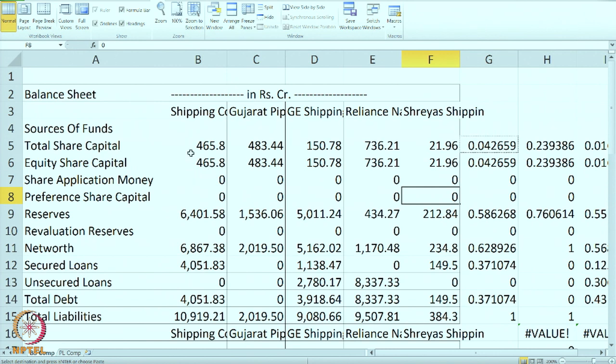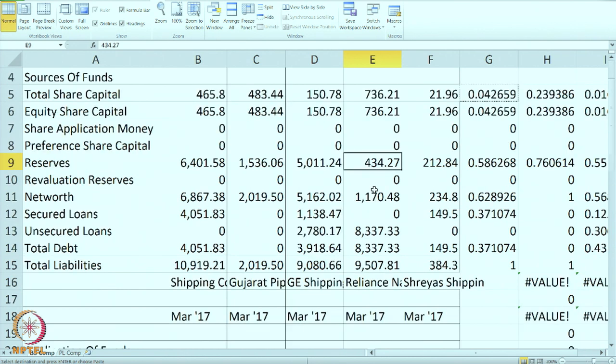So, you can see the share capital for Shreyas is very small, for others it is more or less in the range, though for GE it is less, it is only 150 crore. If you compare reserves, Shipping Corporation has huge reserves, as well as GE Shipping has large reserves. In Reliance, the reserves are very less, the company is continuously earning losses. See, I am not referring to Reliance Industries, this is Reliance Naval, the Anil Ambani Group company. Net worth is very high for Shipping Corporation, pretty high for GE, for other companies it is comparatively less.